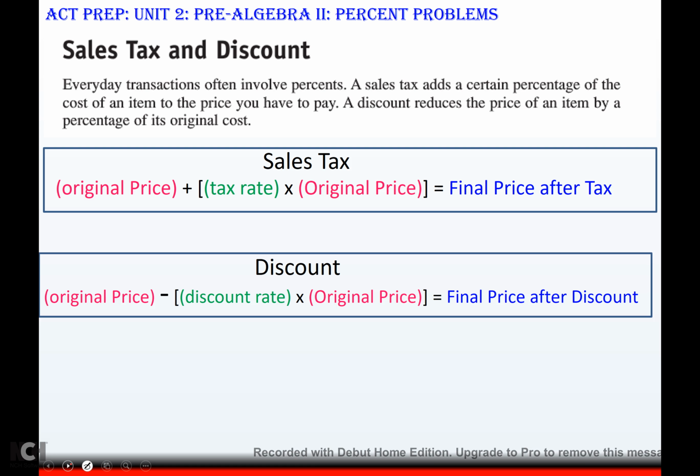We have a sales tax formula and a discount formula. For sales tax, you're going to take the original price plus the tax, but you have to calculate the tax by taking the tax rate times the original price, and that will be your final price. Likewise, for a discount, you're going to pay less, so it subtracts: your original price minus the discount, but you have to calculate your discount by taking the discount rate times the original price.